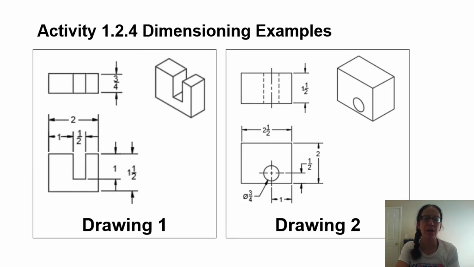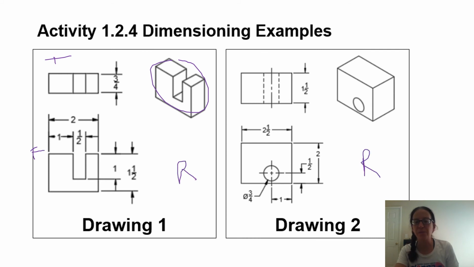These are just some examples, and I do want to point some other things out here. Notice that this is our isometric, up in the corner here, and then you have your top view and you have your front view. Notice that there is no right view, and that's true for both of them. That's because there wasn't enough information.